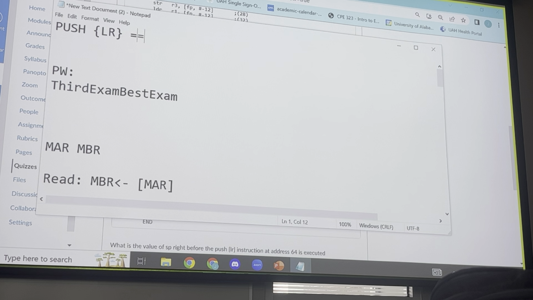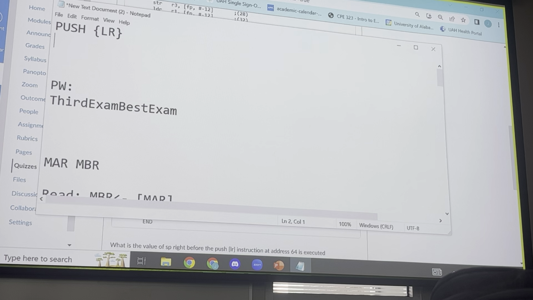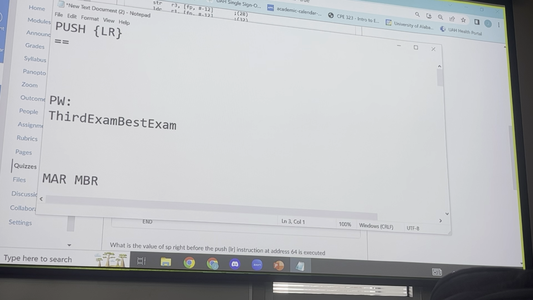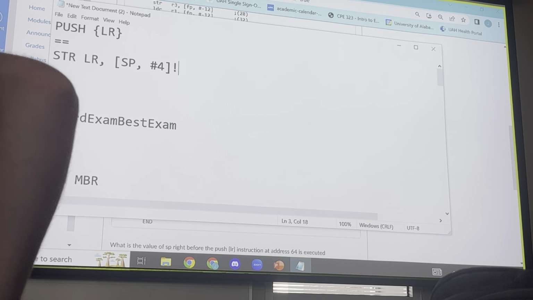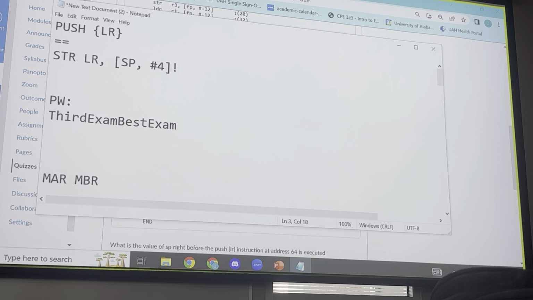So push LR is the same thing as saying STR, because it's a store on the stack, right? LR to the stack pointer, stack pointer plus word size, in this case 4, with an update, since it grows downward.